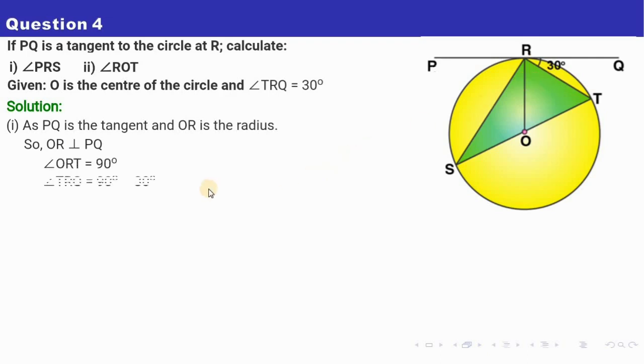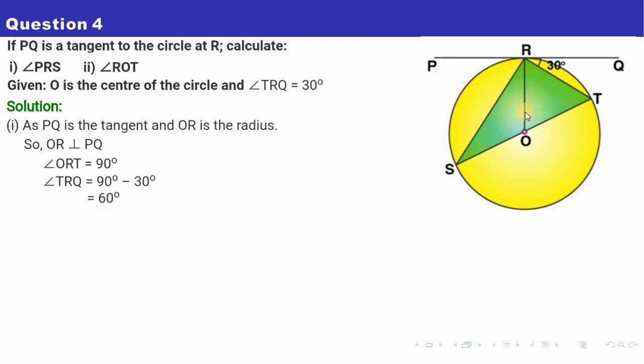So that's what I'm going to do out here. So we have TRO, not TRQ. Okay, so this angle is TRO. So TRO is equal to, as I said, this 90 degree minus this, that is 30. So this turns out to be 60 degree.